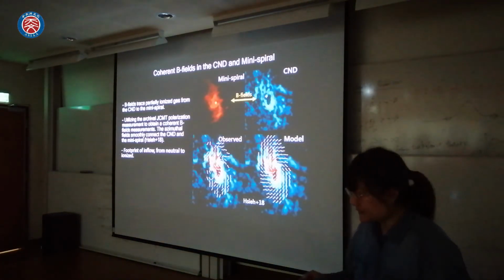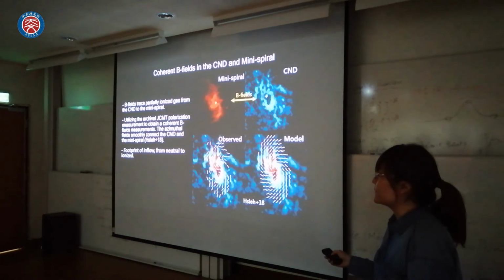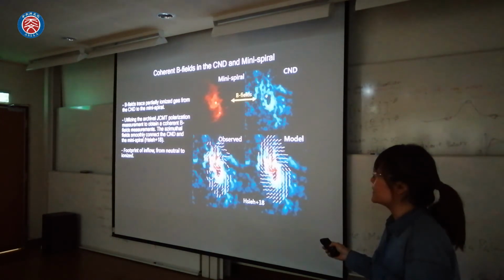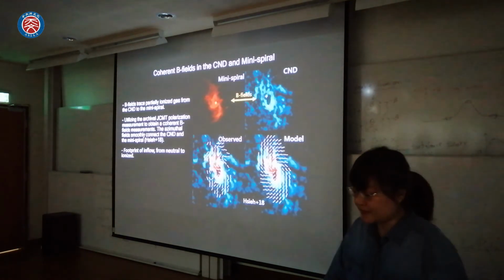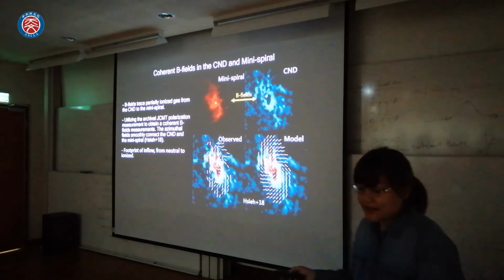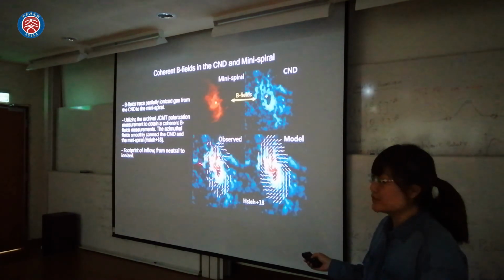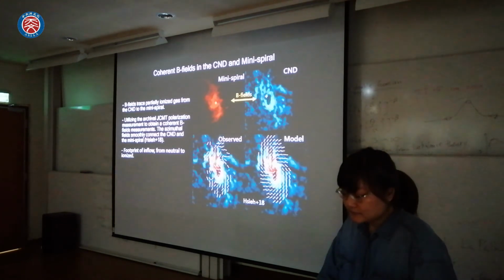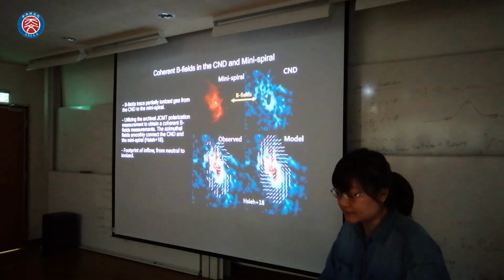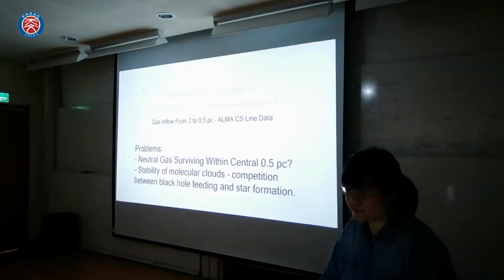So using the archival JCMT data, we first found the link between neutral and ionized accretion material here, and we compared the relative importance of gravity and magnetic field in this region. So we think that the magnetic field is a pretty good tool to trace the footprint of inflow from neutral to ionized gas here. But unfortunately, going to external galaxies, the resolution is probably too low to trace that.